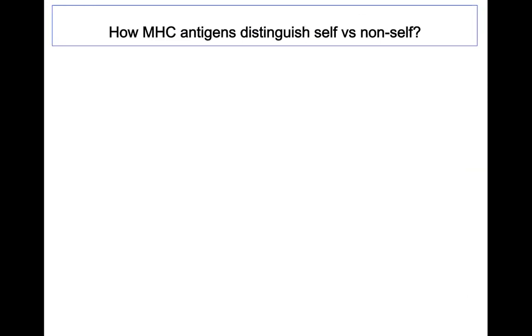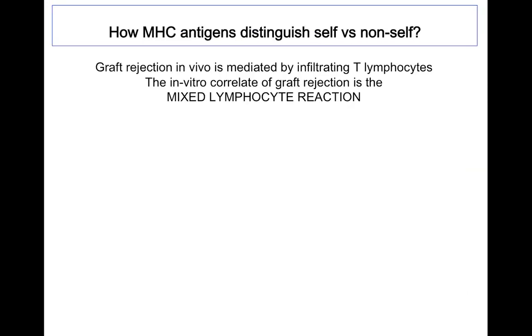So next we will talk about how MHC antigens distinguish between self and non-self. How does the MHC know this is our part and this is not our part? So next let's try to learn that. Here, graft rejection in vivo is mediated by infiltrating T lymphocytes. And the in vitro correlate of graft rejection is the mixed lymphocyte reaction.